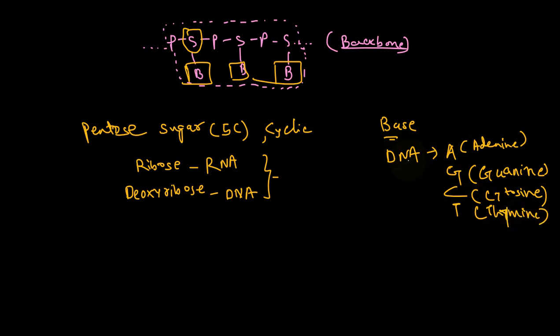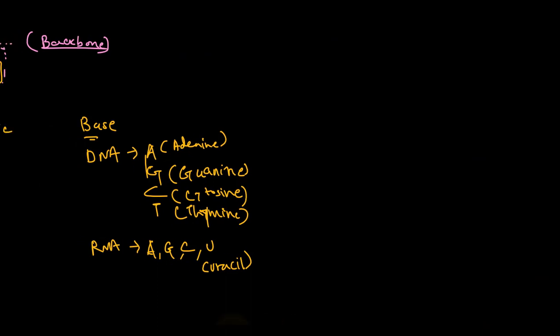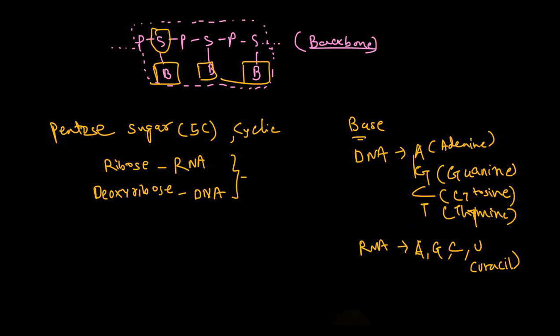That is in DNA. But in RNA there are also 4 types of bases. The difference is that instead of thymine, uracil is present, that is U. So A, G, C and uracil instead of thymine. There is a little bit of difference in the structure of thymine and uracil, that is only the methyl group is attached, but there is similarity between thymine and uracil.